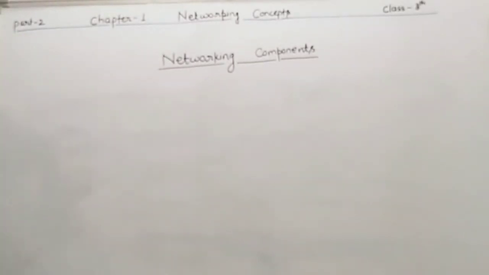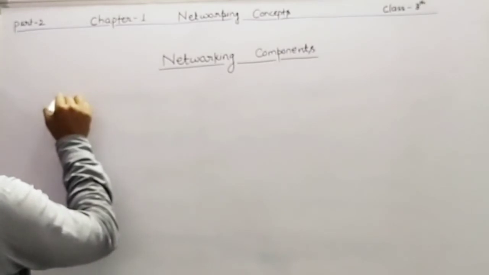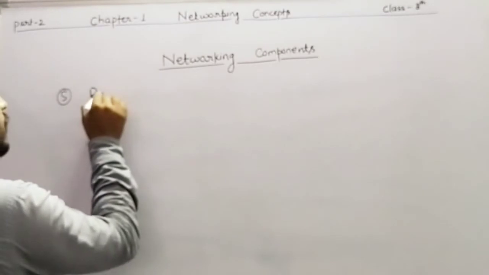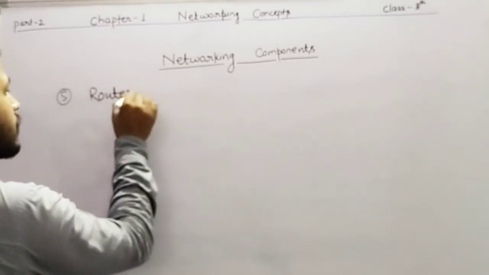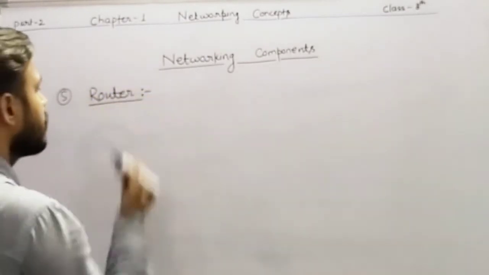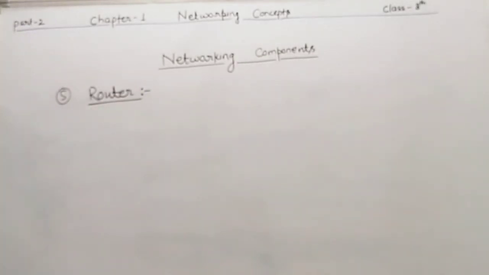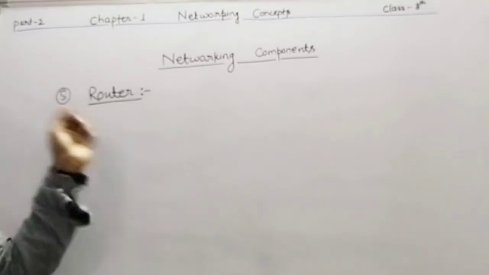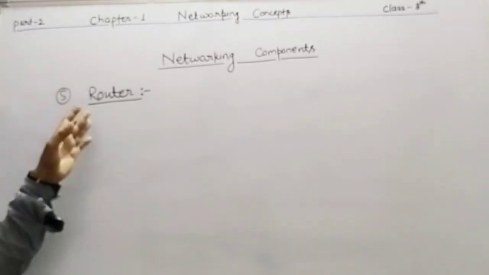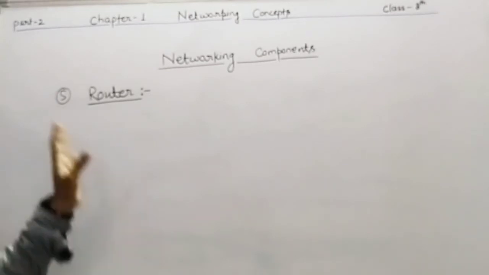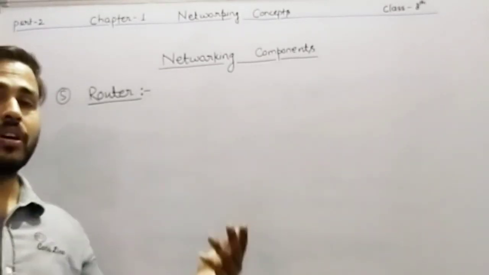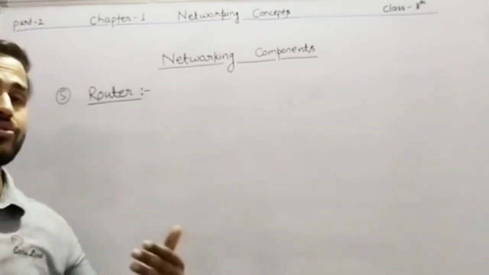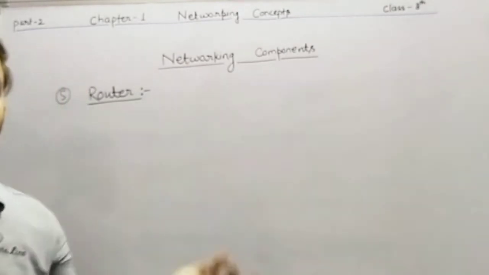So the next point is router. Most of the people say router. Okay? So why do we use a router? It also works like a switch or hub. It means a router is also used to send or receive data over the internet.